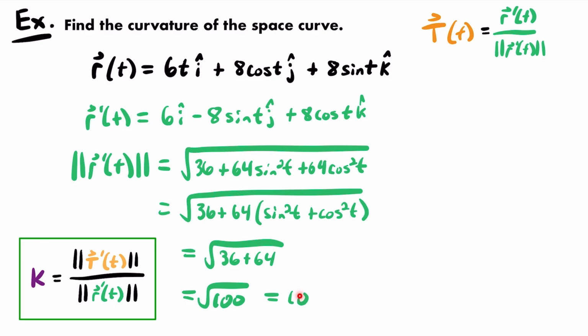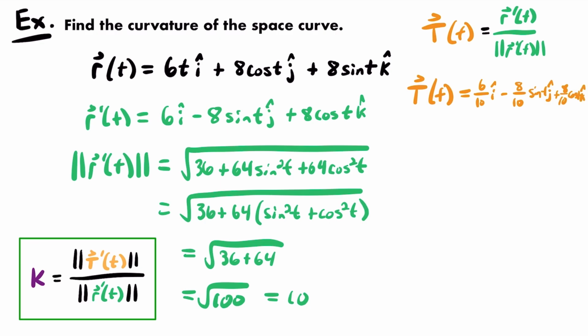So now let's use that along with that derivative to write out the unit tangent vector, because then we will have to take the derivative of that vector and find its magnitude. Okay, so the unit tangent vector will be equal to this vector, but where all of the components are divided by 10, the magnitude of the derivative of the vector function. So we'll have 6 divided by 10 times i minus 8 divided by 10 times sine t j plus 8 divided by 10 times cosine t times k.